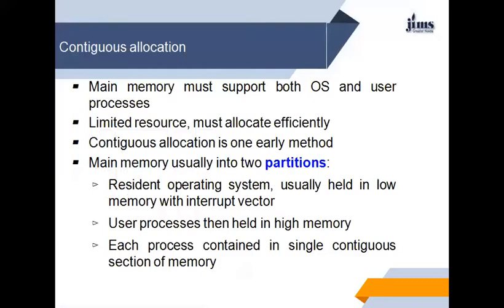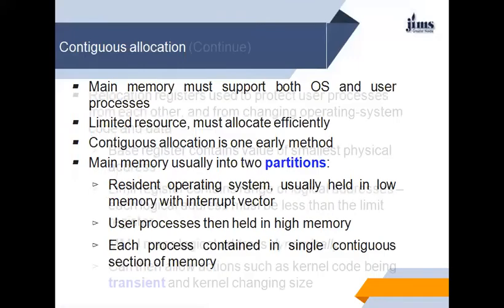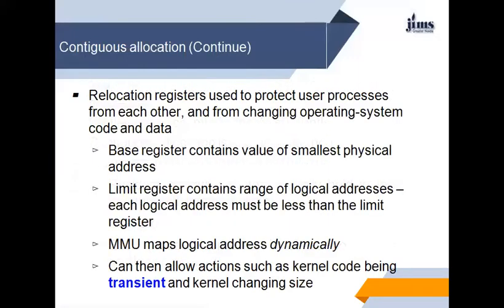One is called the resident operating system, usually held in low memory with the interrupt vector, and user processes are then held in high memory. Each process is contained in a single contiguous section of memory. Relocation registers are used to protect user processes from each other and from changing operating system code and data. The base register contains the value of the smallest physical address.